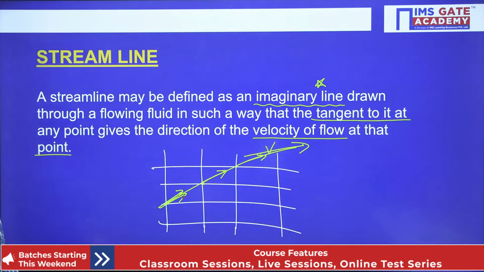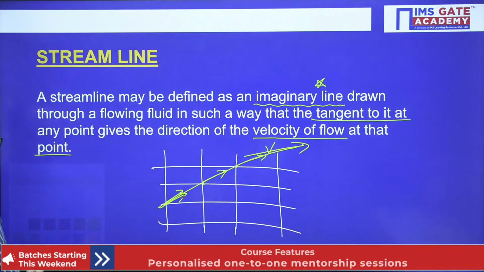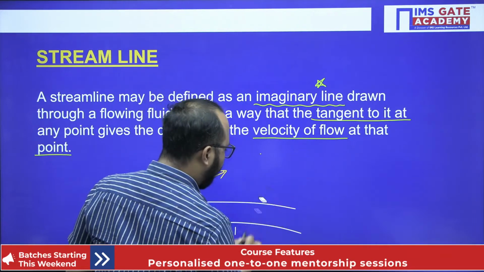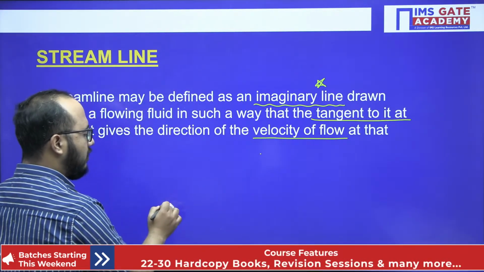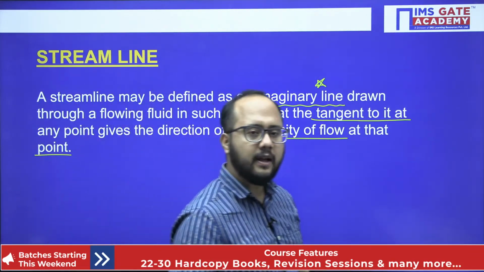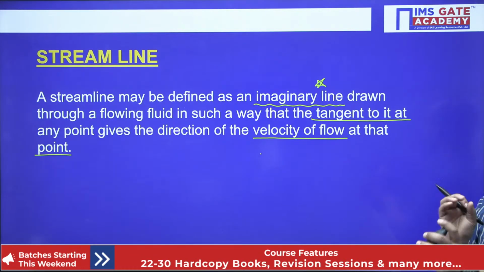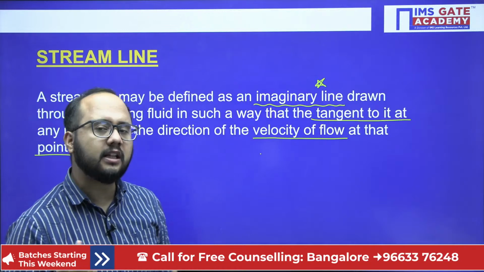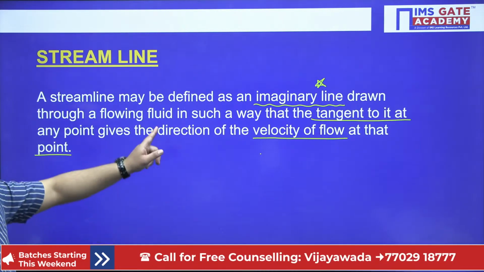So again, what will I be getting? The velocity vector. So these points at least you should be aware of. In the flow field, at every point you will be having the direction of velocities. Those points, let's suppose, are very close to each other. If those points are very close to each other, we can draw the line. So that is what a streamline is.